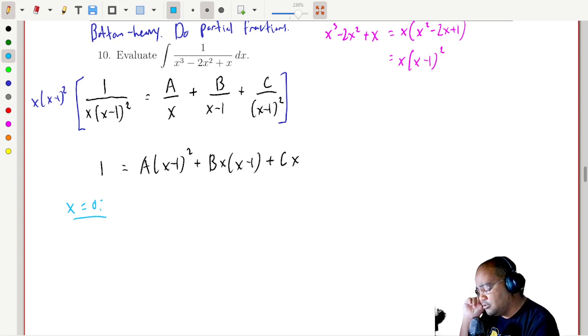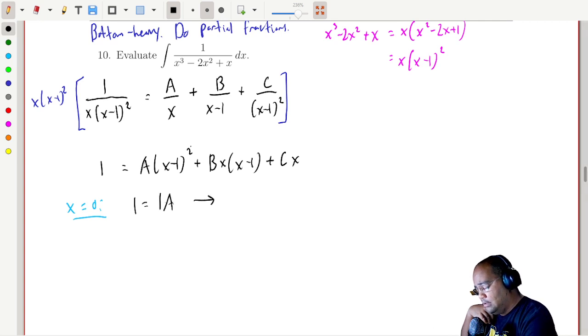If I plug in x equals 0, notice that the terms containing b and c vanish. All I have left is 0 minus 1, which is negative 1, and negative 1 squared is a positive 1. We get that 1 is equal to 1 times a. And so this clearly gives us a equals 1.